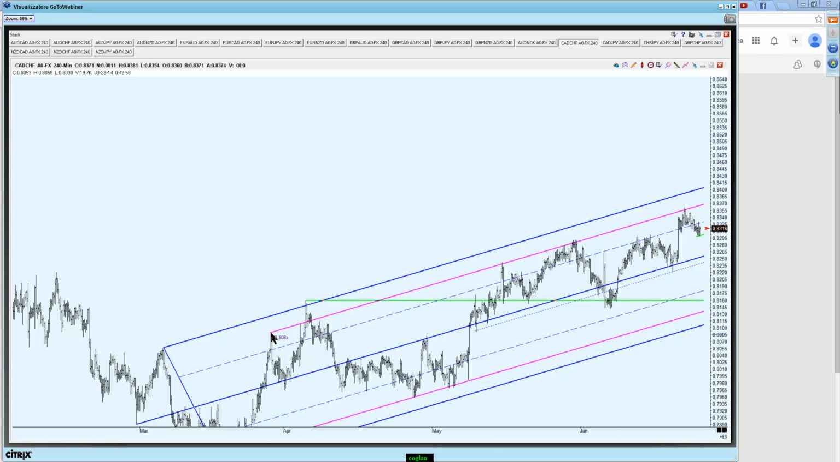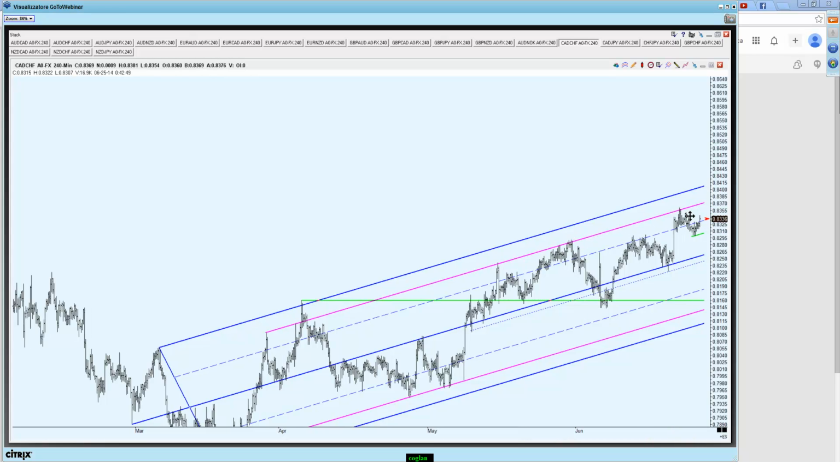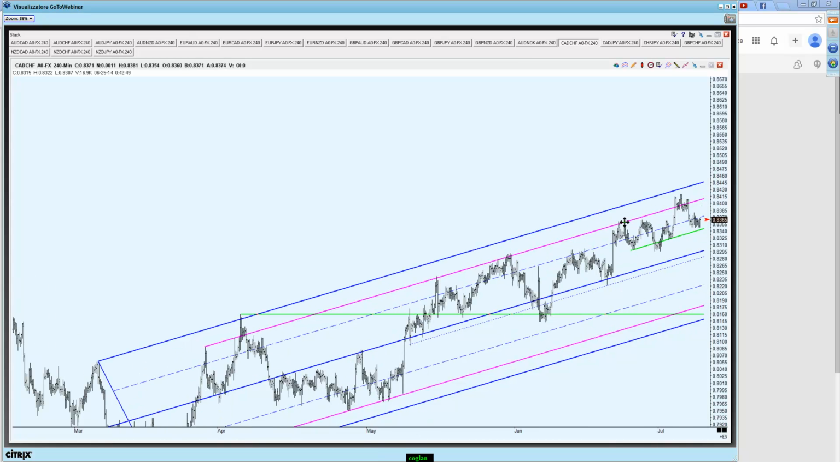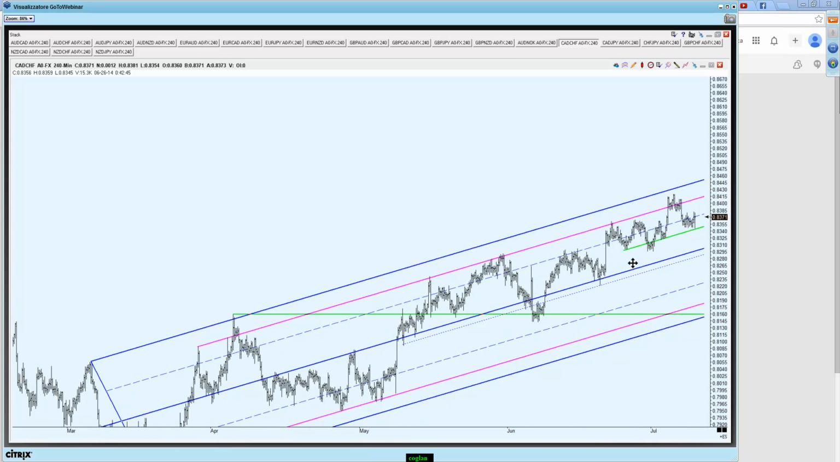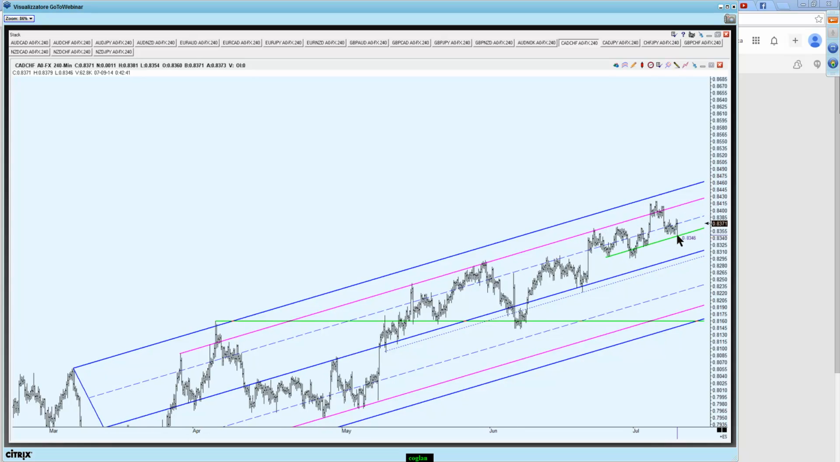Look how many touches. 1, 2, little spike above there. 3, 4, 5, 6, 7, 8, 9, 12 bars. What happens? We come back down again. This is where we are now. This is where we currently are.